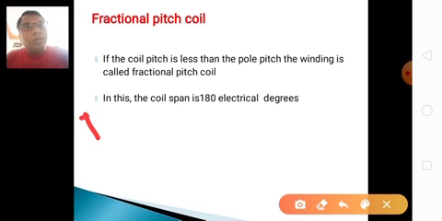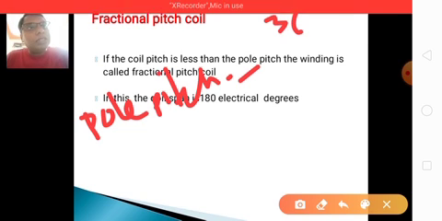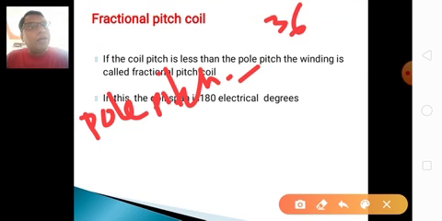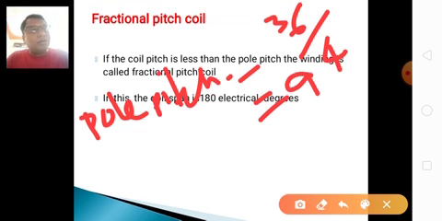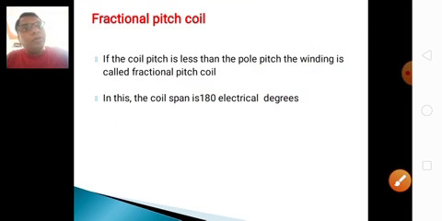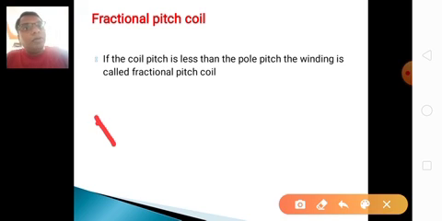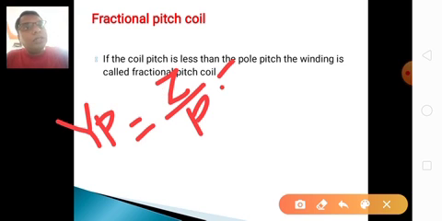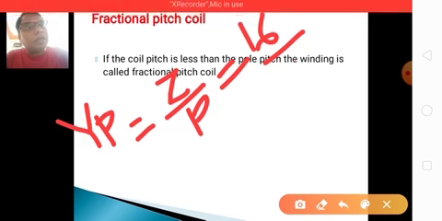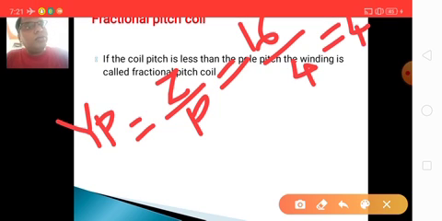See here, what is the pole pitch? Suppose there are 16 conductors per slot and 4 poles. The pole pitch is equal to the number of conductors by the number of poles, that is equal to 4.